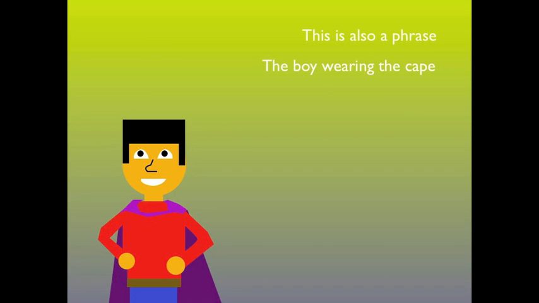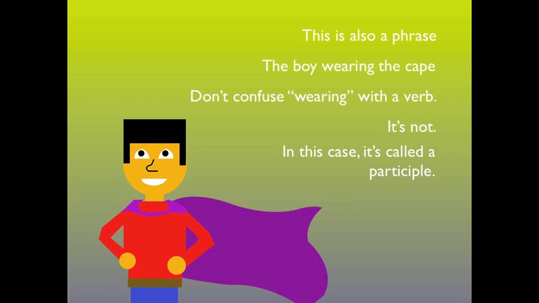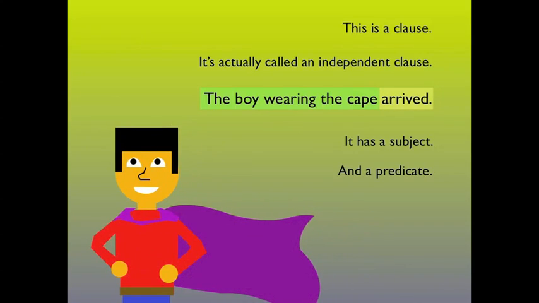So let's do a quick little review. This is a phrase. This is also a phrase. Don't confuse the word wearing with a verb. It's not. In this case, it's called a participle. It's describing the boy. This, of course, would be a clause. It's actually called an independent clause. It has a subject, what we call the actor, the boy wearing the cape, and it has a predicate, what we call the action, arrived.